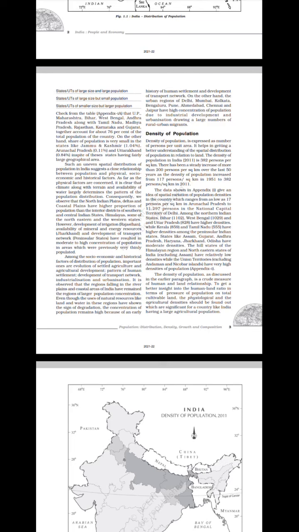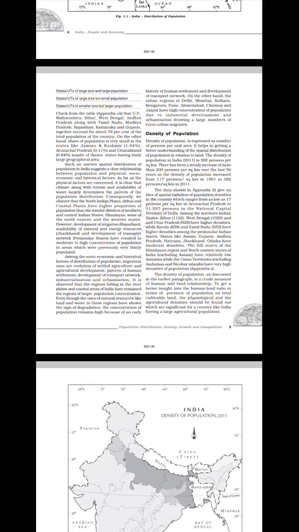Such an uneven spatial distribution of population in India suggests a close relationship between population and physical, socio-economic and historical factors. As far as the physical factors are concerned, it is clear that climate along with the terrain and availability of water largely determines the pattern of the population distribution. Consequently, we observe that the North Indian plains, deltas, and coastal plains have higher proportion of population than the interior districts of southern and central Indian states, Himalayas, some of the northeastern and the western states.